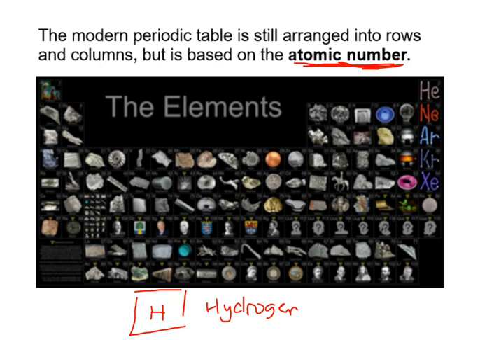Just like we have an alphabet, and our alphabet has an order to it, right? We go A, B, C, D, E, F, G. Well, our periodic table is also arranged in an order, and it's numerical. In the top corner right there, can you see the number 1? That is known as hydrogen's atomic number. It is number 1.